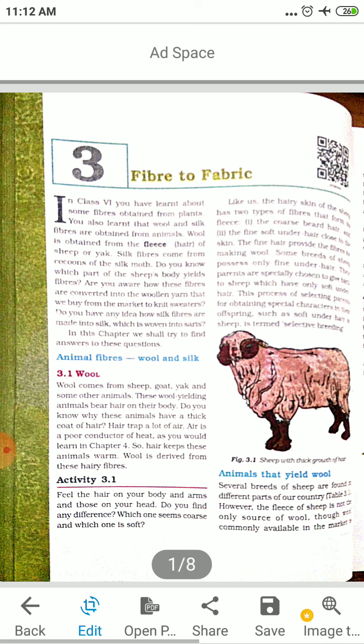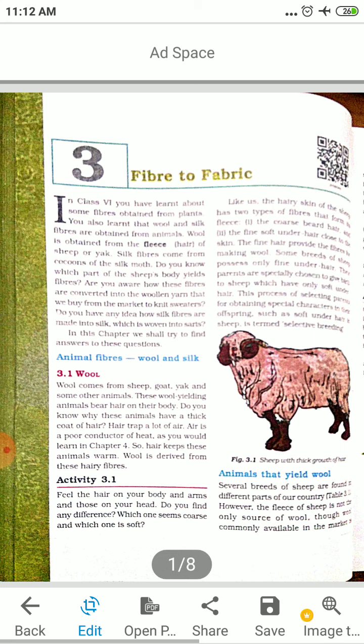Wool is obtained from the fleece, hair of sheep or yak. Silk fibers come from cocoons of the silk moth. So, wool comes from the fleece or the hair of the sheep or yak, and silk comes from the silk moth. Do you know which part of the sheep's body gives fiber? Are you aware how these fibers are converted into woolen yarn that we buy from the market to knit sweaters? We will study that.